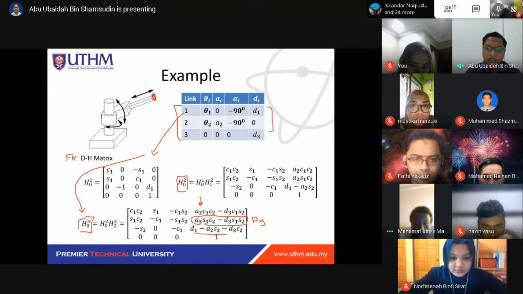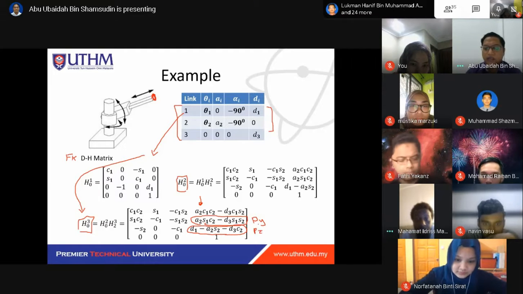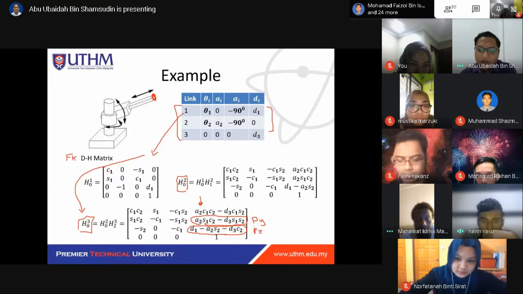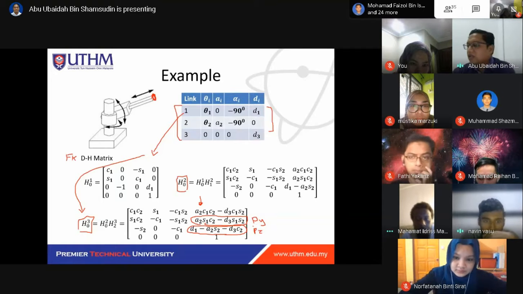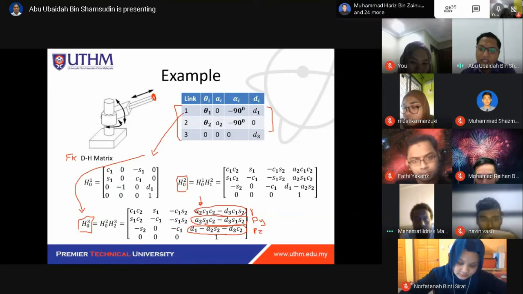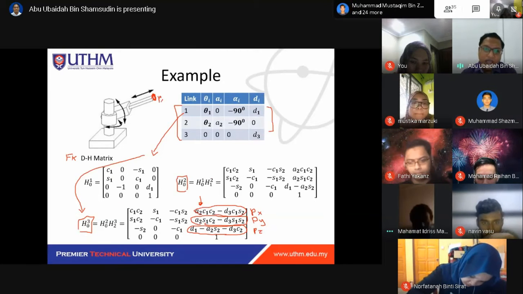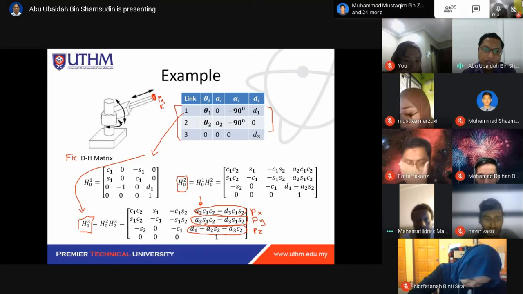C2. So this one actually is D1 minus A2 S2 D3 C2. So this one. Okay. So Navin, can you tell me what is the value for PX? A2 C1 C2 minus D3 C1 S2. Yes, okay. Simple, eh? So this is the position of our end effector, which is Px, Py, and Pz.